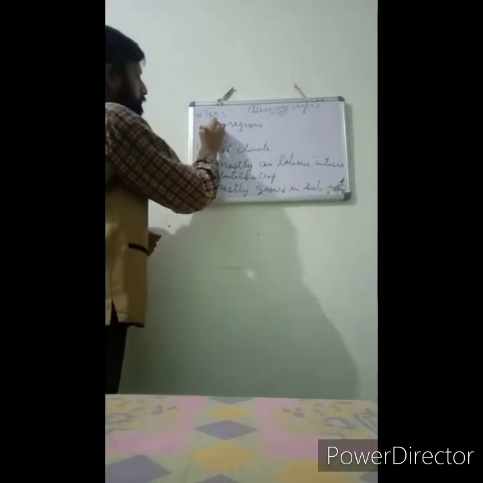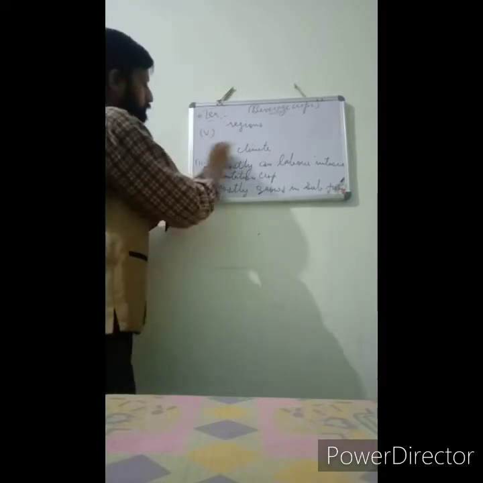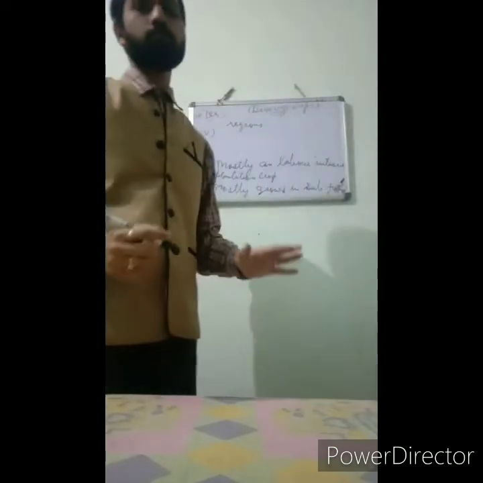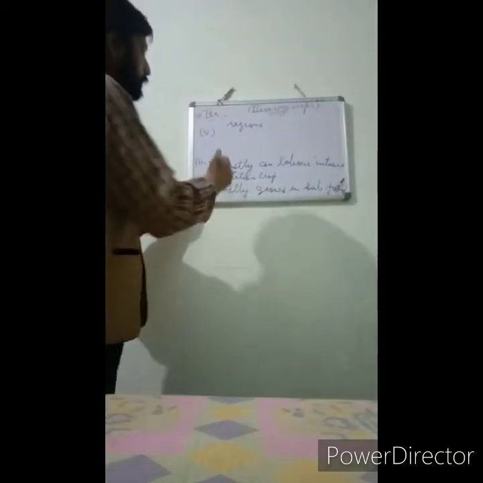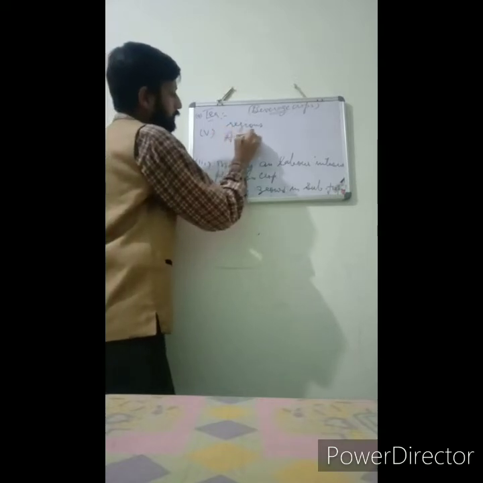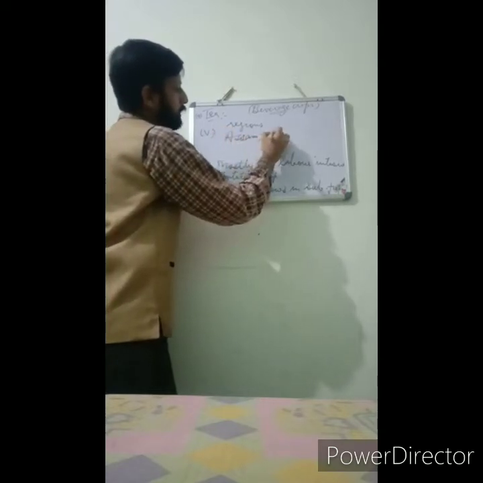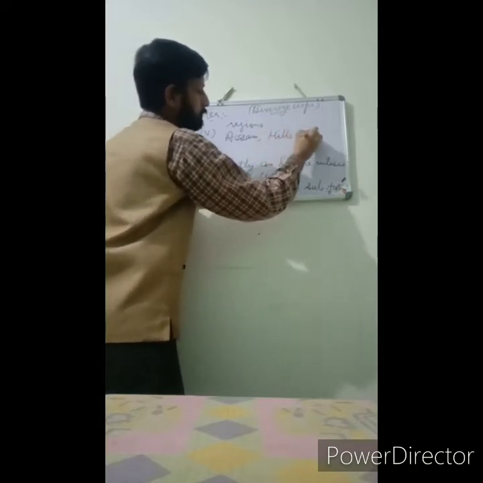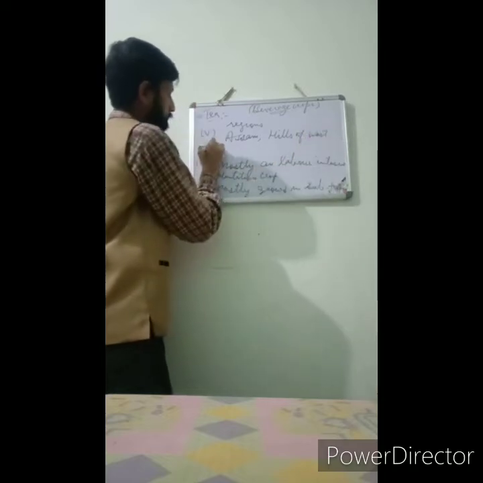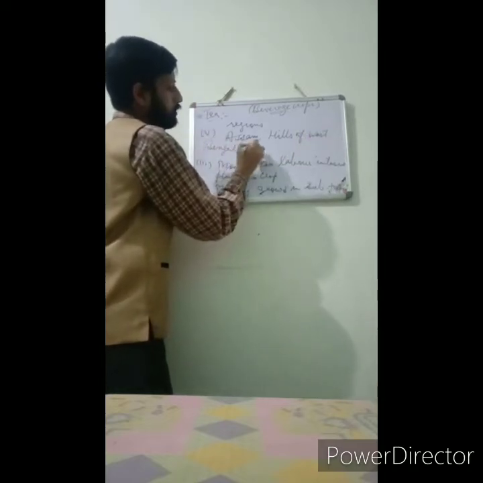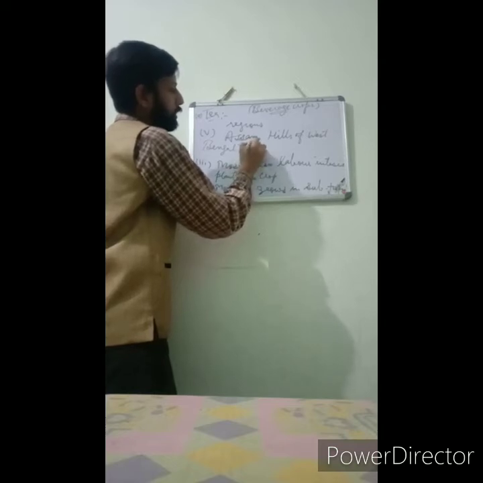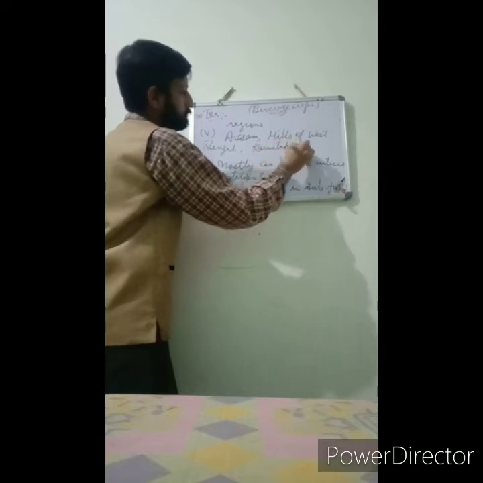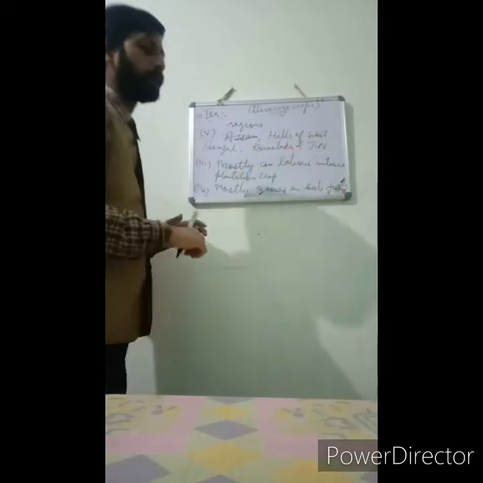And next, number 5, please write down. Major states: Assam. Next, hills of West Bengal. Also, in south, that is Tamil Nadu and Karnataka.